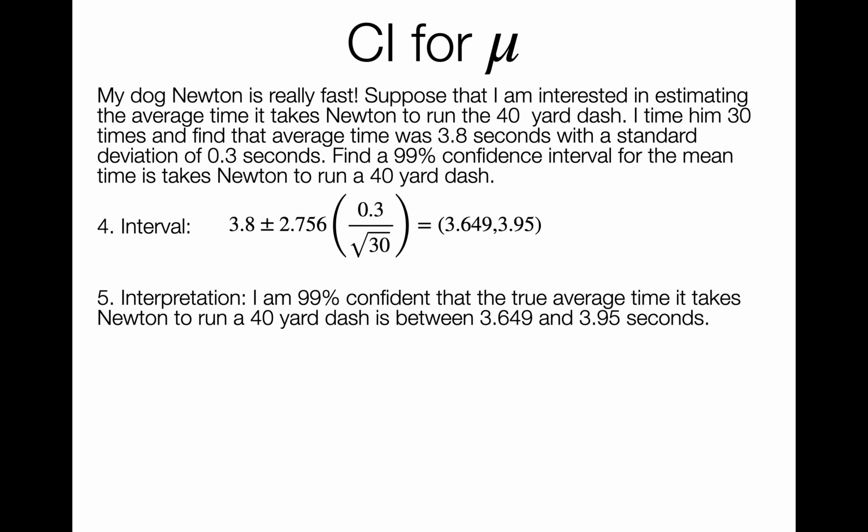So there's the interval. Now, the interpretation, which is the last step. The interpretation is always, I am blank percent confident that, and then you have some space where you talk about the problem specifics, is between the two numbers. So I am 99% confident that the true average time it takes Newton to run a 40-yard dash is between 3.649 and 3.95 seconds. And so that is a full confidence interval problem worked out perfectly.